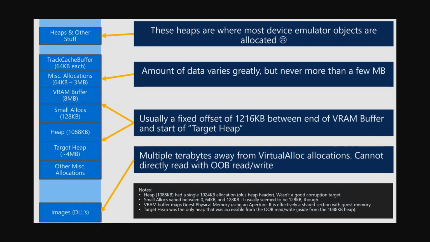However, there was one heap that I am going to refer to as the target heap for the purposes of this talk. It was a 4 megabyte heap, and I could read and write that from the track cache buffer using this out of bounds primitive that I had. The other nice thing is that this target heap also seemed to be at a fixed offset from the VRAM buffer. Now, one thing that I quickly noticed was that I could use the exact same technique as before to find the VRAM buffer. Those allocations had not changed, so there was the track cache buffer, miscellaneous allocations, and then a VRAM buffer.